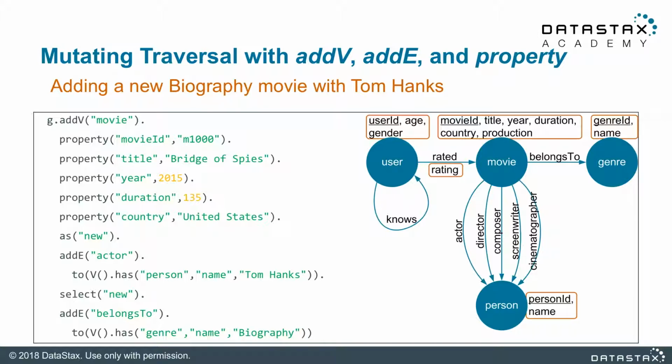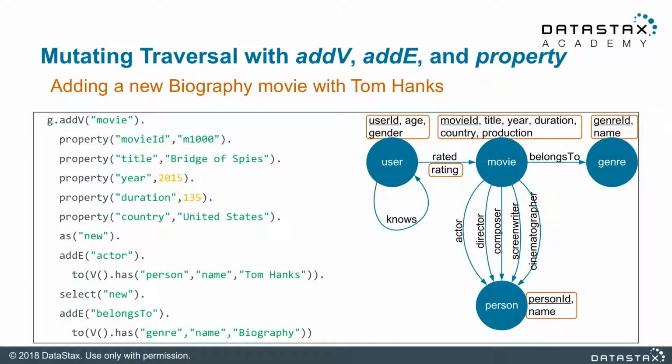And let's walk through the code. We begin by adding the movie itself. So we add a new vertex with the movie label and fill it up with properties. We give it a movie ID, the title Bridge of Spies, its year, duration, and country of origin. And there we have it. Then we are going to label this vertex with the as step and give it the label new so that we can refer to it later on in the traversal.